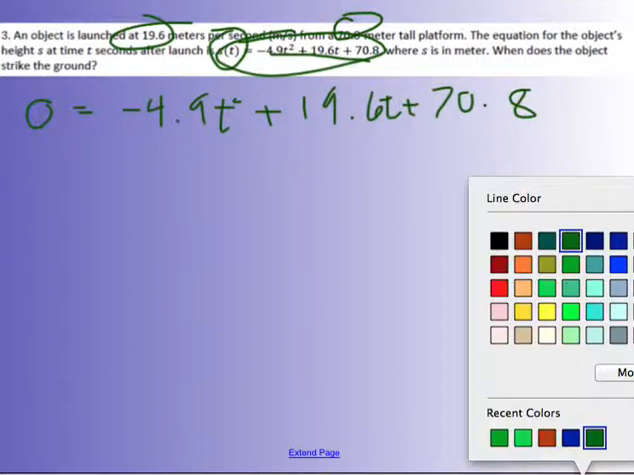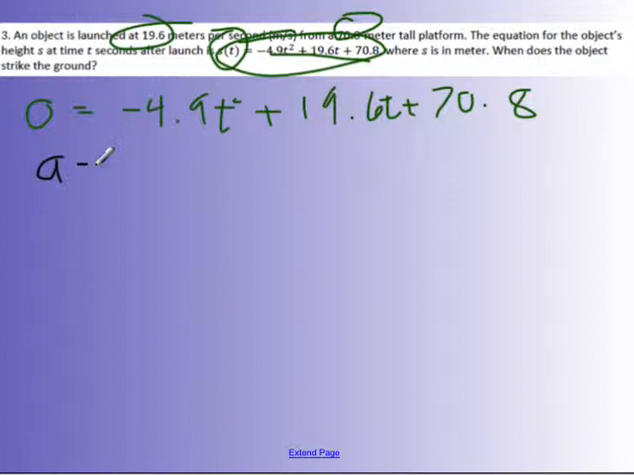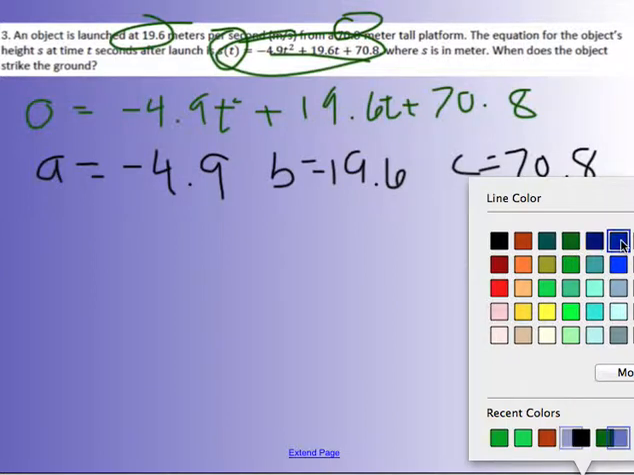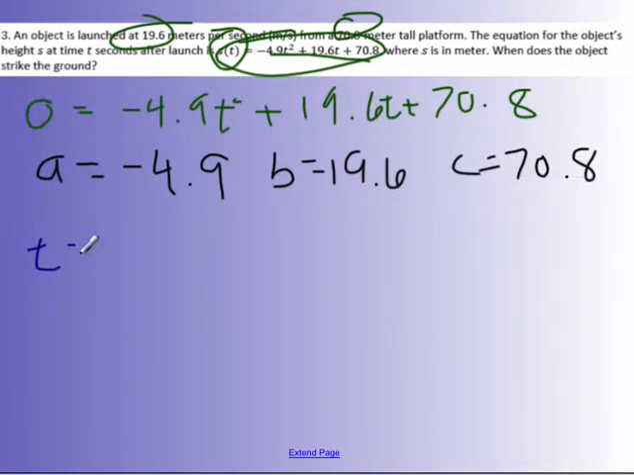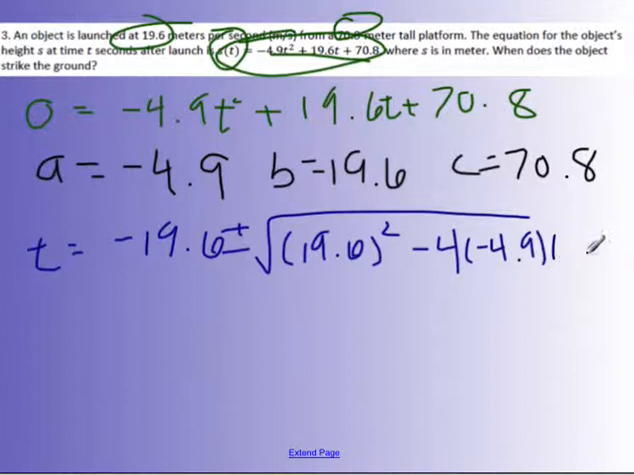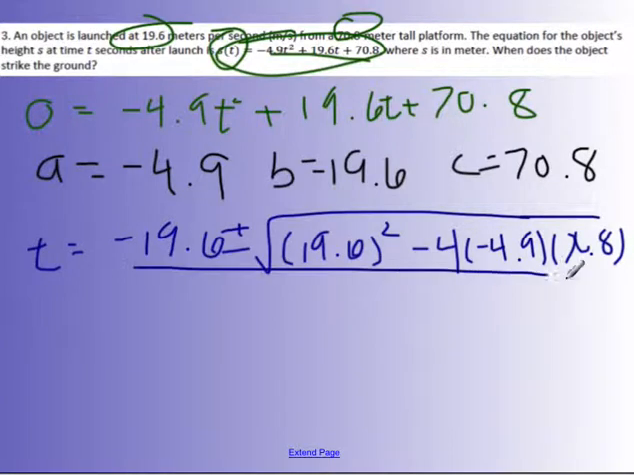So now we're going to use the quadratic formula. To do that, we need to assign our a, which is negative 4.9, our b, which is 19.6, and our c, which is 70.8. And now we're going to go ahead and plug this into the quadratic formula. So we get our t, because we're using t for time, is equal to the opposite of b plus or minus the square root. Don't let the decimals confuse you. You're still plugging it in the same way, and you're still putting parentheses around everything. Minus 4 times a times c, all of that over 2 times a.